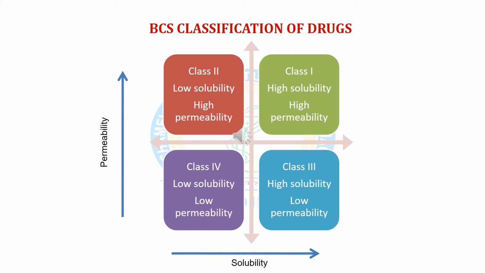Class 1 drugs have high solubility with high permeability, so they are 100% absorbed after oral administration. Class 2 drugs have low solubility and high permeability. In this case, if we want to increase the bioavailability of the drug, we have to increase its solubility. Class 3 drugs have high solubility and low permeability. And class 4 means the drug has low solubility and low permeability.